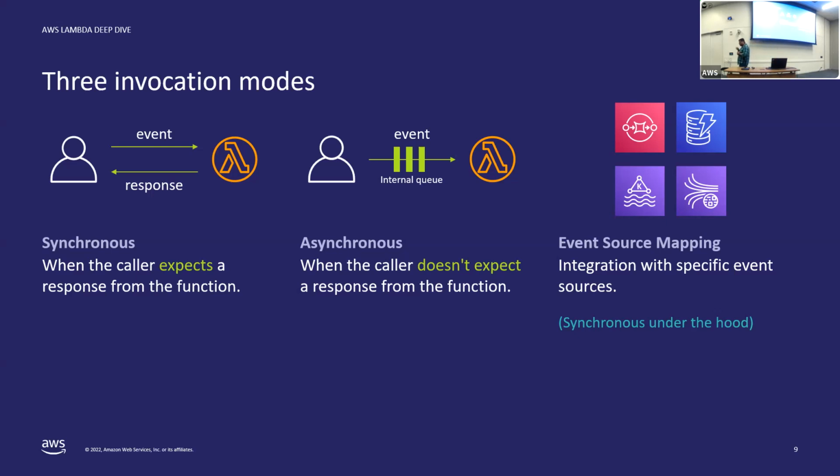Event source mapping is kind of interesting because it is on a per-service basis. Let's say you have Kinesis data streams, DynamoDB streams, or SQS. Each one of the services has its own event source mapping when you're setting them up to trigger Lambda functions. Underneath, they are still synchronous, but the event source mapping itself is designed to work with the corresponding service that is trying to trigger a Lambda function.